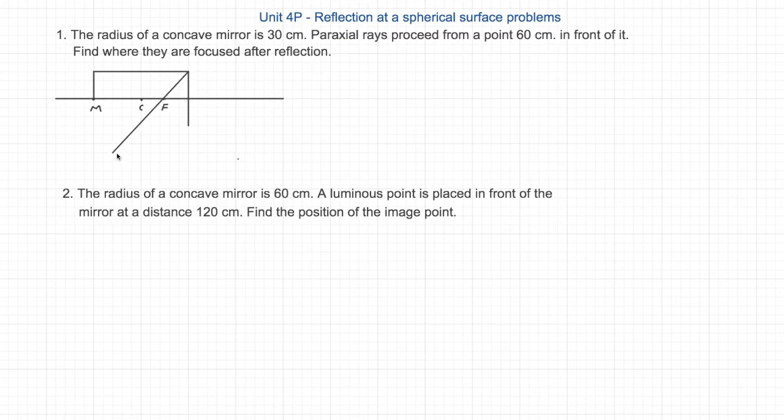The parallel ray is reflected through the focal point. We'll send a ray through the center along the normal, and we see our image we predict should be real and inverted and somewhere around there.